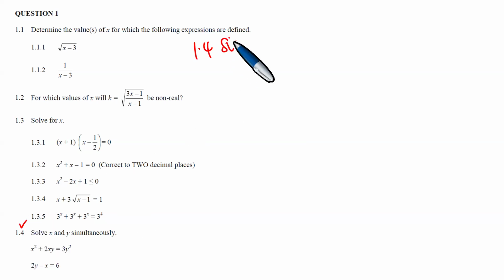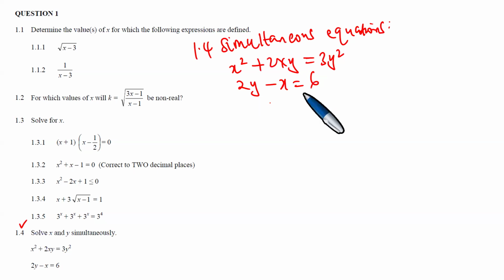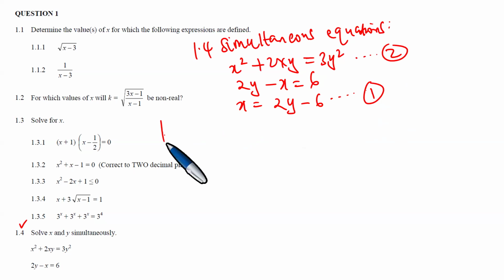Here in 1.4, we're looking at simultaneous equations. Okay, let's make x the subject. Making x the subject, you move the other term to the other side, leaving us with x equals 2y minus 6. Now you proceed to put 1 into 2. Put this equation into 2.